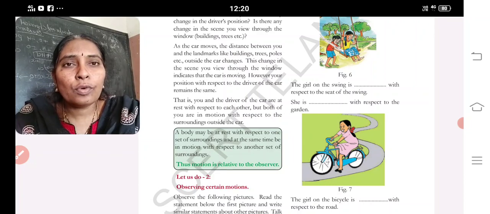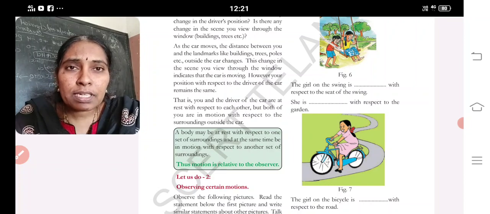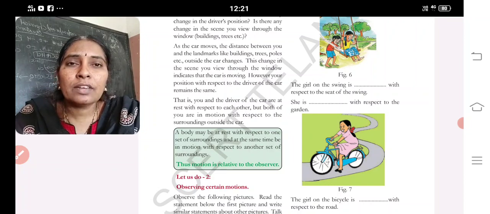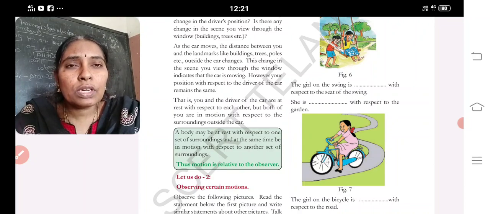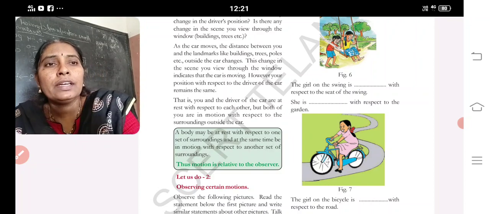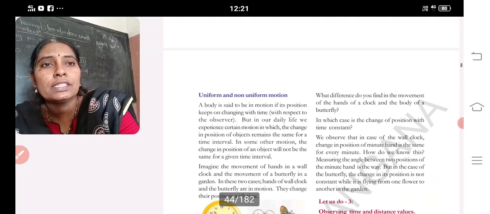Suppose I am on the ground floor, you are staying on the first floor, just above me, and your friend is staying on the second floor. Then you will say that my friend stays above me. So it indicates that it depends upon the observer. Different types of motions we are also going to discuss.